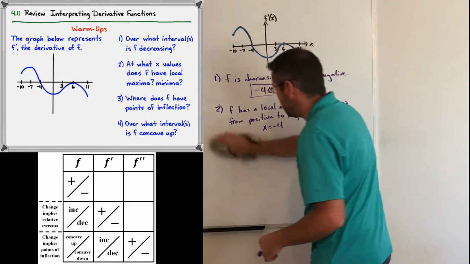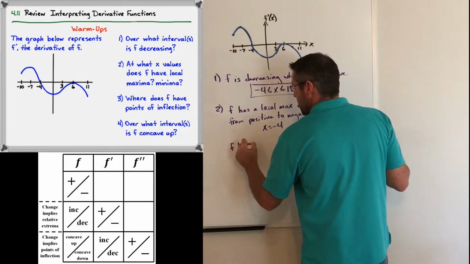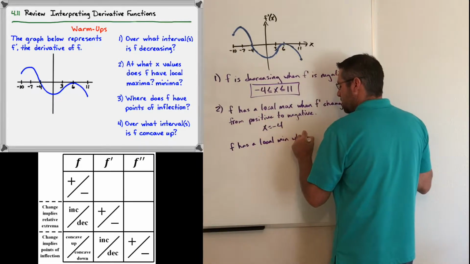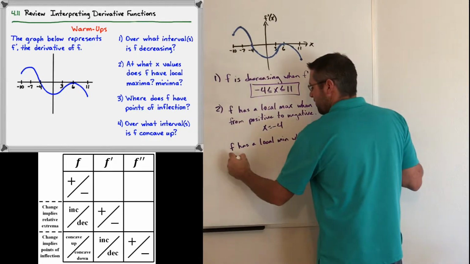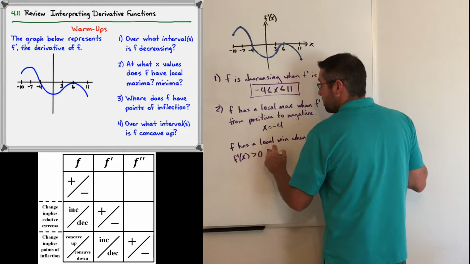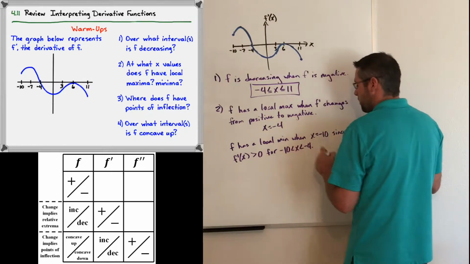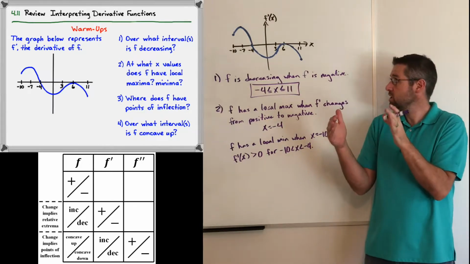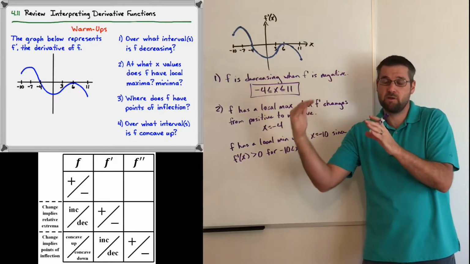So let's go ahead and justify that. That's going to take a little bit of work here. We would say that f has a local minimum when x equals -10, since f prime of x is greater than 0 for -10 is less than x is less than -4. So since f prime is positive over the interval just to the right of -10, f prime is positive there. That means f is increasing.